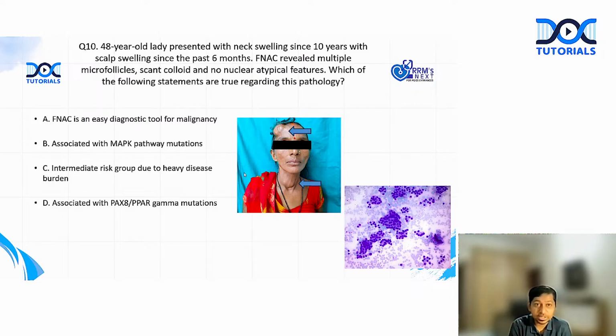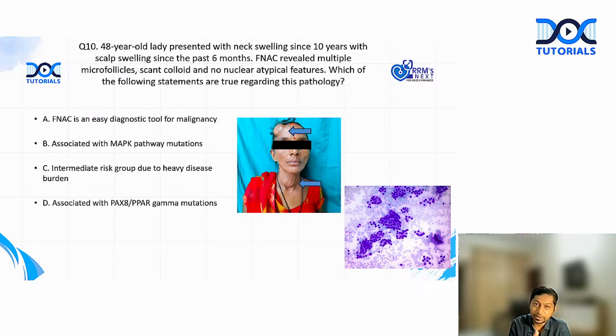So we looked at this question, which is a 48-year-old lady with neck swelling for the last 10 years and scalp swelling for the last 6 months. Now we've given you the FNAC picture here. You can see a classical microfollicular pattern. When we say microfollicular pattern, basically it's not a papillary pattern. So that's what you should always look for. Two things: is it a papillary pattern or a microfollicular pattern?